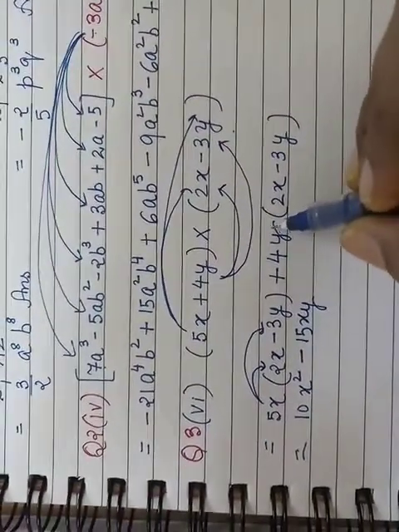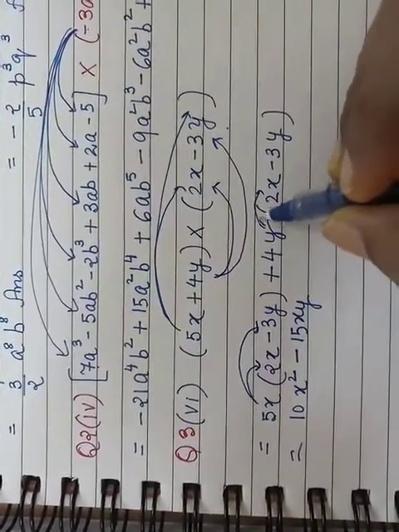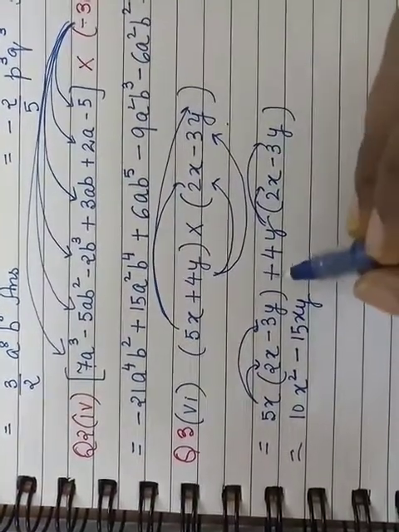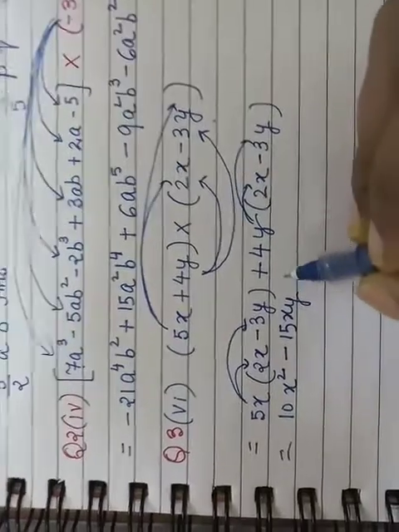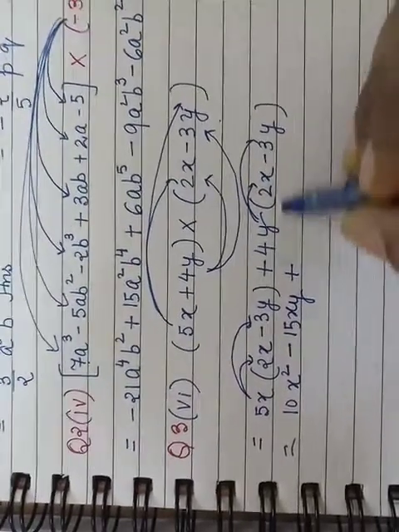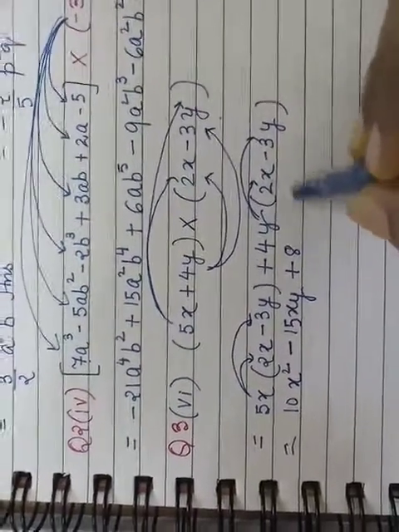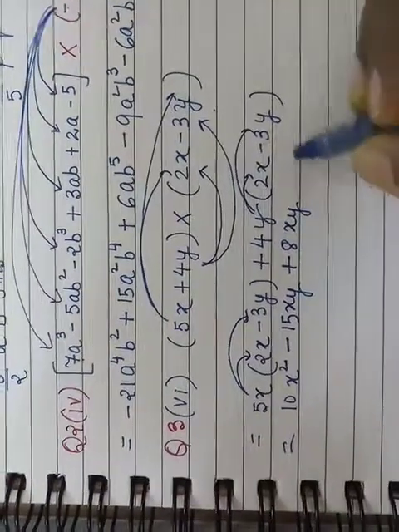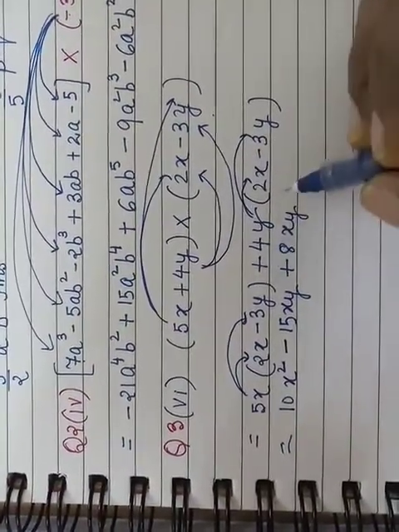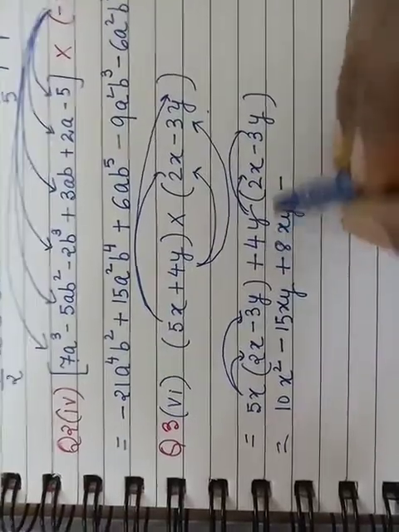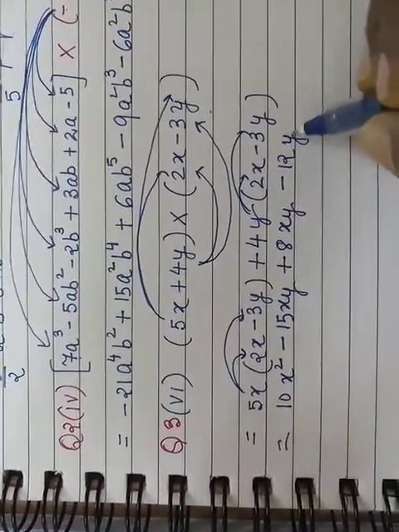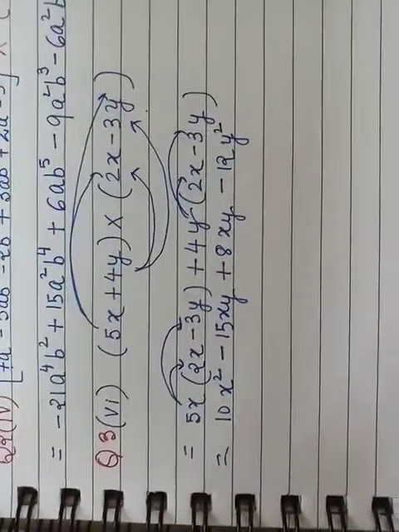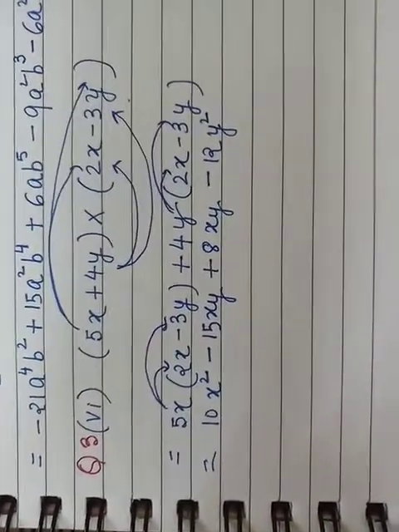Now we multiply 4y with the 2x as well as with minus 3y. 4y is having plus, 2x is also having plus sign, so it will become plus. 4 2s is 8. X into y will give you xy. This is minus, this is plus, so sign becomes minus. 4 3s is 12. Y into y will give you y square. So we have multiplied it horizontally.